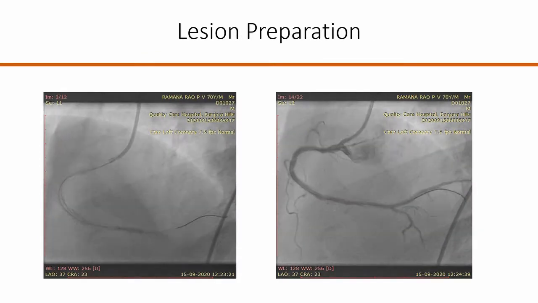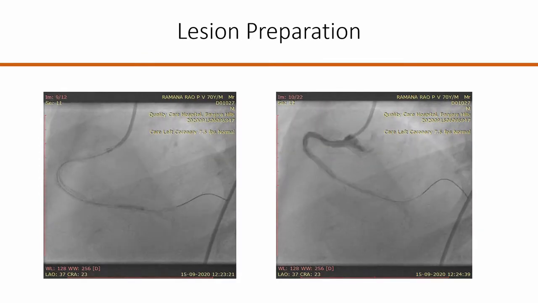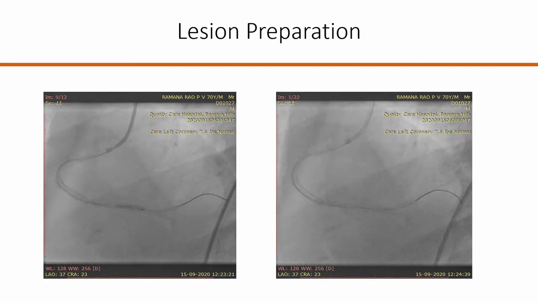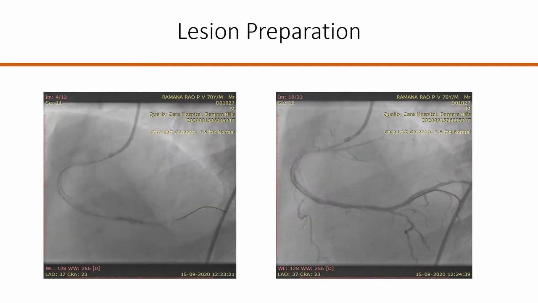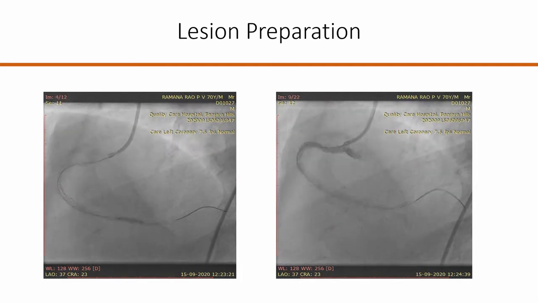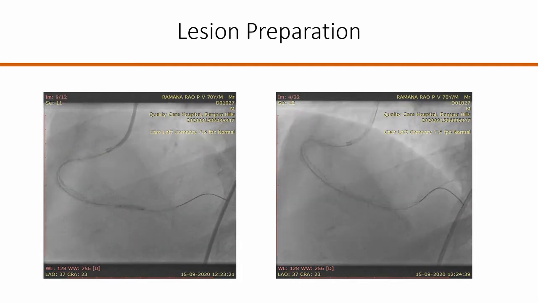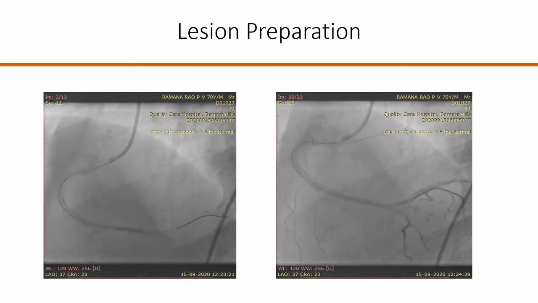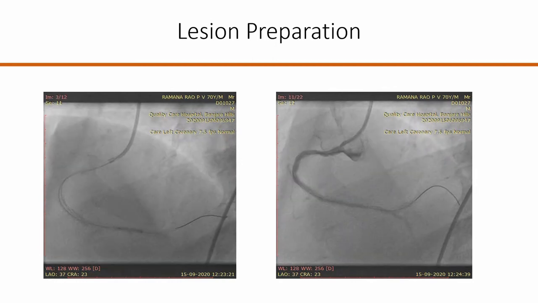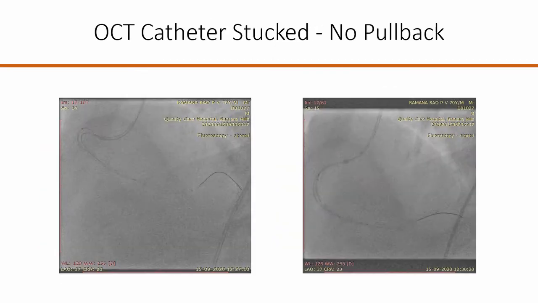As the OCT catheter was unable to cross, we wanted to prepare the lesion adequately. Initially, we took a 2 by 10 mm balloon and dilated the lesion systematically. At the proximal hazy zone, the balloon ruptured. Then we had to take another 2 by 10 mm balloon and dilated almost up to 14 to 16 atmospheres. After the lesion preparation, we passed the OCT catheter successfully distally.